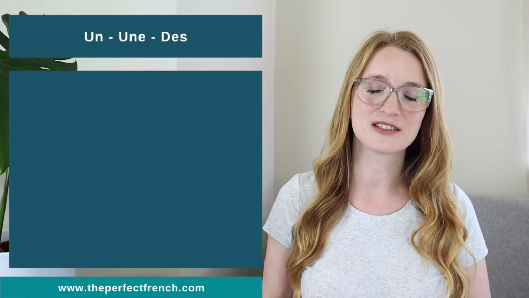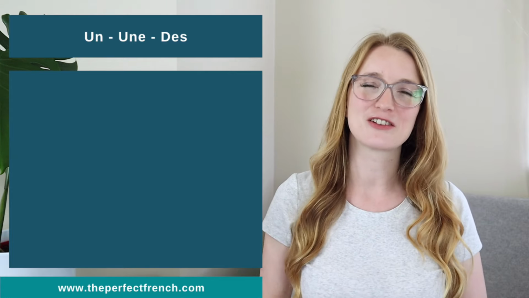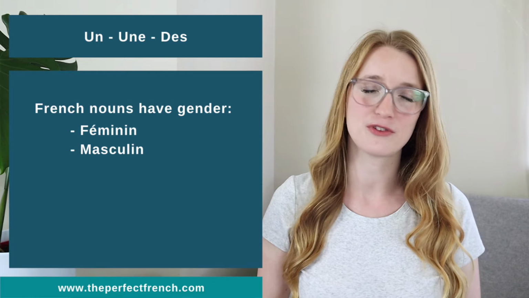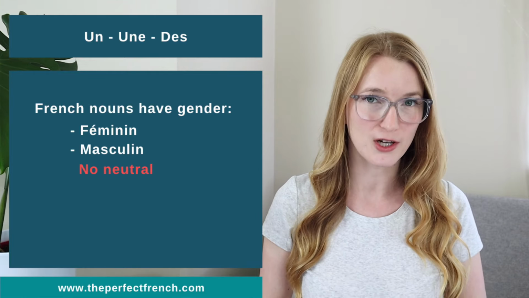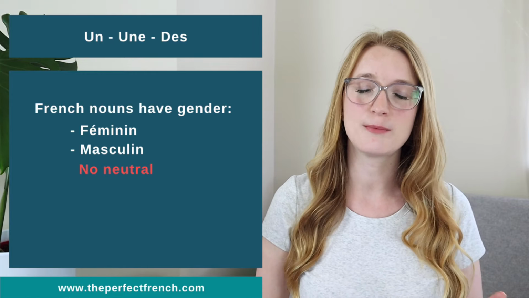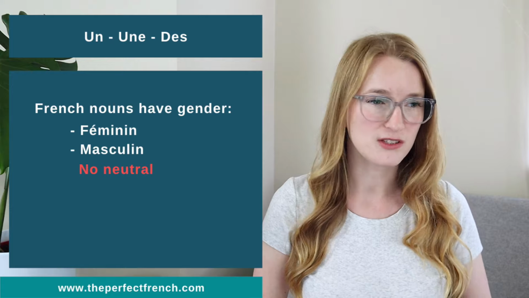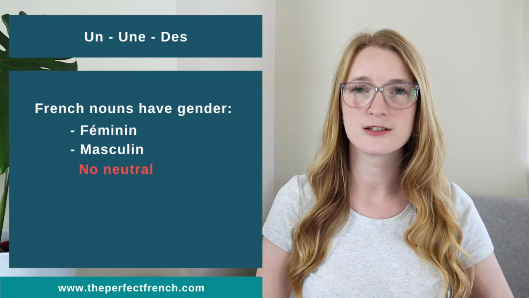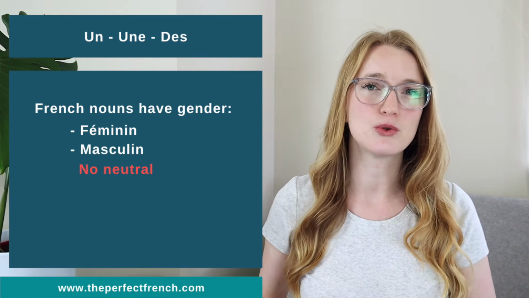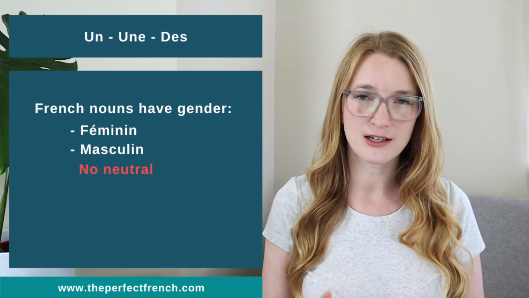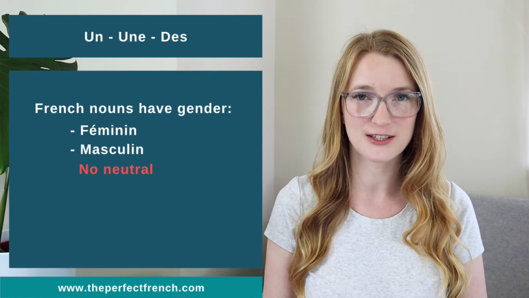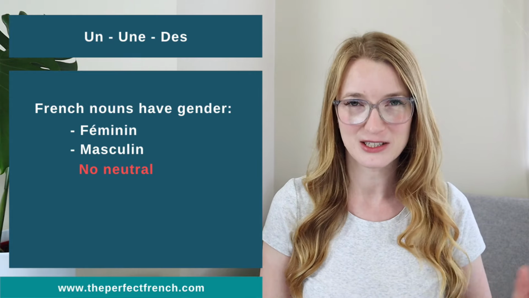So I like to see those articles before even seeing the gender of nouns. In French, nouns have genders. They're either feminine or masculine. We don't have a neutral. Because of that, the articles in front of the nouns are going to change depending on whether it's masculine singular, feminine singular, plural, masculine plural, or feminine plural. But why do I like to start with un, une, des? Because with un, une, des, it's very easy to see if the noun is masculine or feminine. Of course, it doesn't work if it's there, we'll see that in a minute.